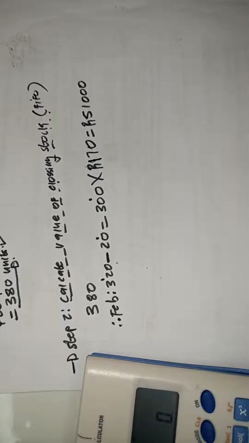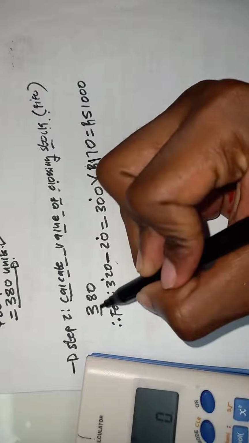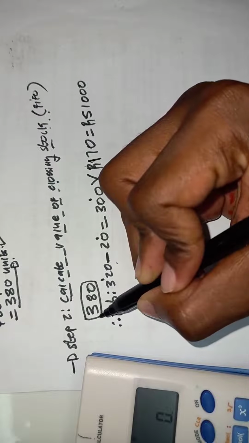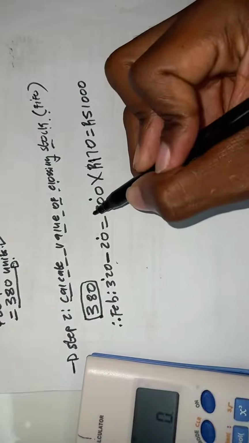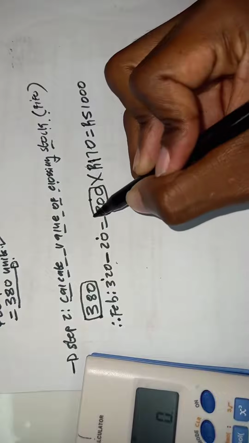Now, let's move on. Now we know from the 380 units that we got on step 1, we know that 300 belong to February.